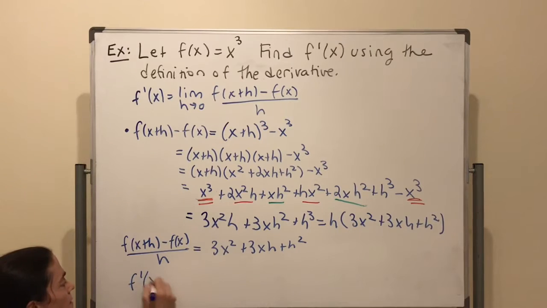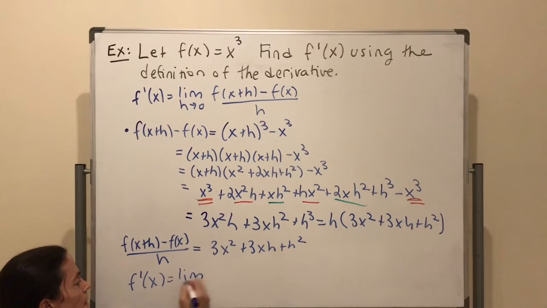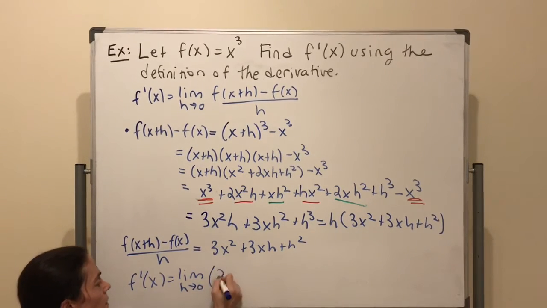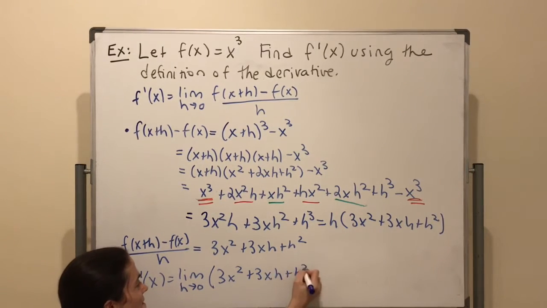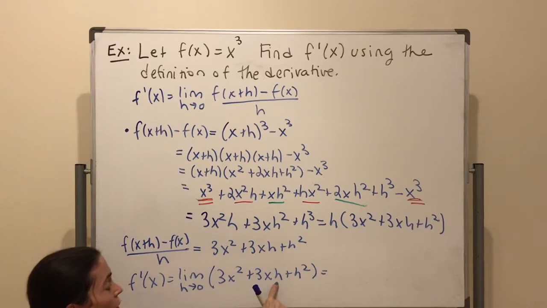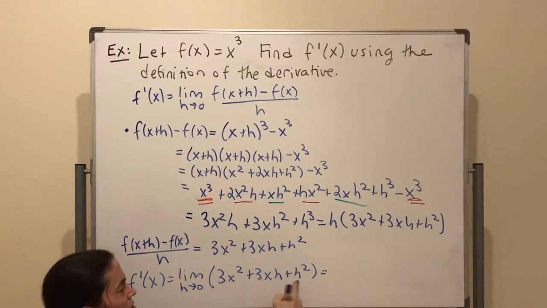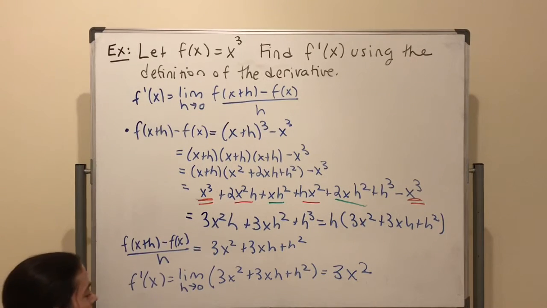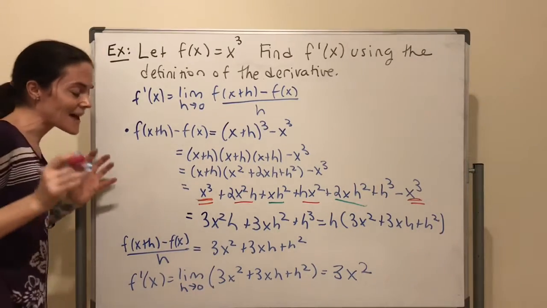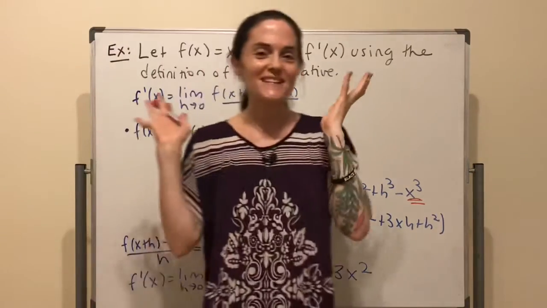Now the derivative is a limit as h approaches 0 of this, which we can evaluate by substituting h equals 0. This term is 0, this term is 0, we get 3x squared. Okay? So what we can do from this is add to our list. Now we know how to differentiate x cubed.